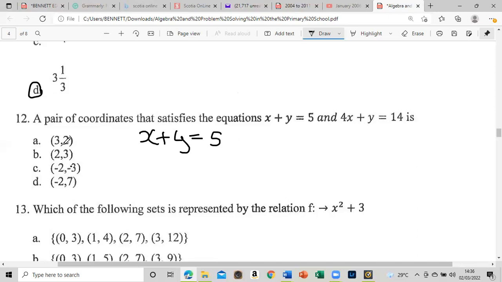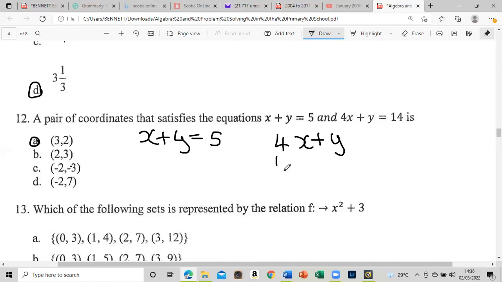Alright, 3 and 2 are 5. 4 times 3, that's a 12, plus 2, 14. So it's actually this, A. We can just put in the values and check it out. If you put the values, and we get 14, so we never even have to work this simultaneous equation.